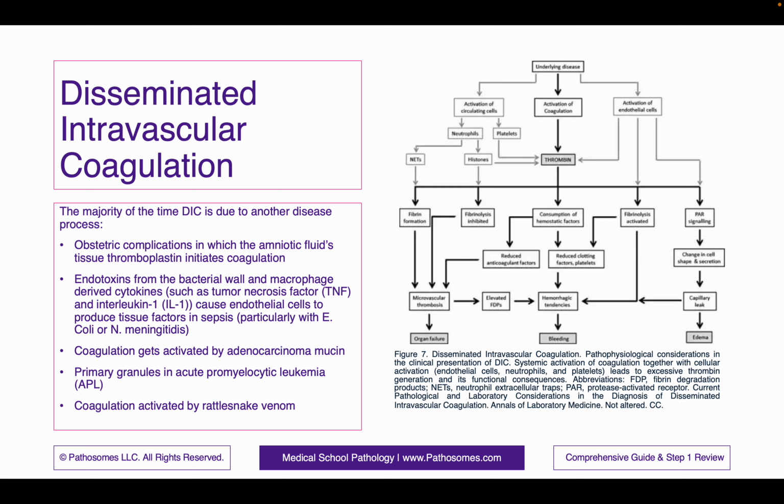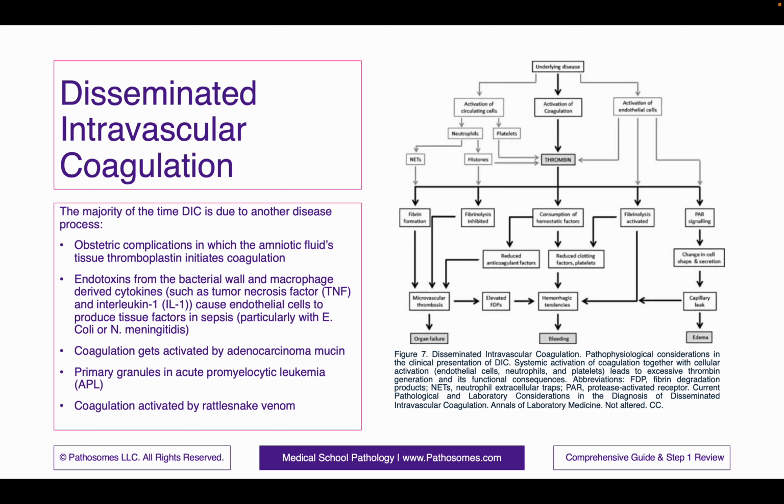microbial organism. These bacterial wall endotoxins and macrophage-derived cytokines, such as tumor necrosis factor and interleukin-1, cause endothelial cells to produce tissue factor in sepsis, particularly with E. coli or Neisseria meningitidis.